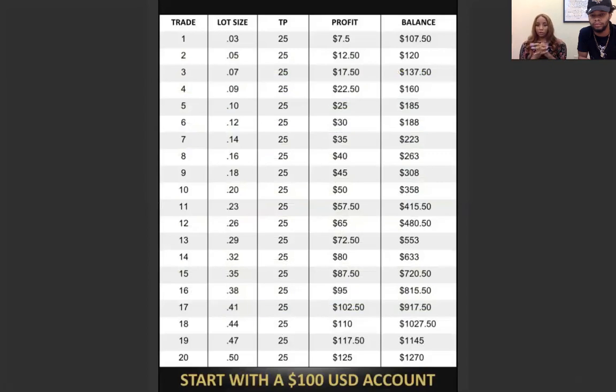This is if you start with a $100 account, for example. Your first trade, you use a 0.03, either on one trade or on 3 different trades at a 0.01. You know, that's triple trading. Your TP, 25 pips for the day, as we said.